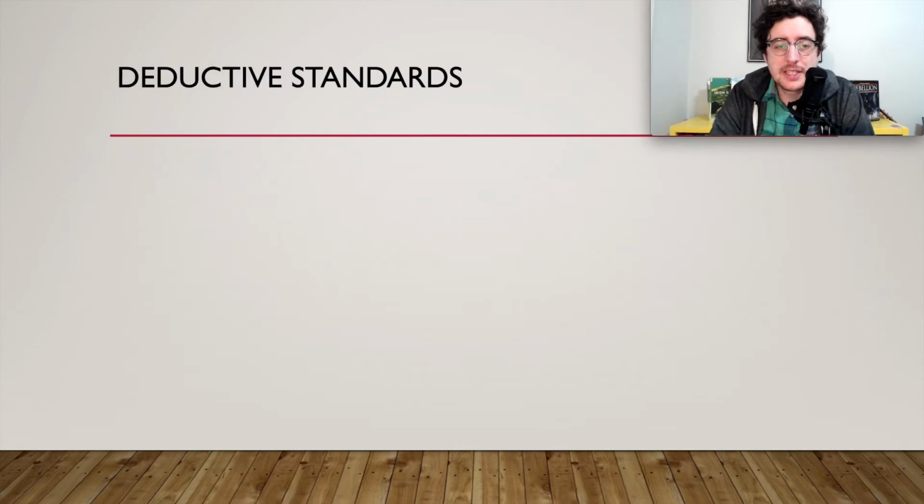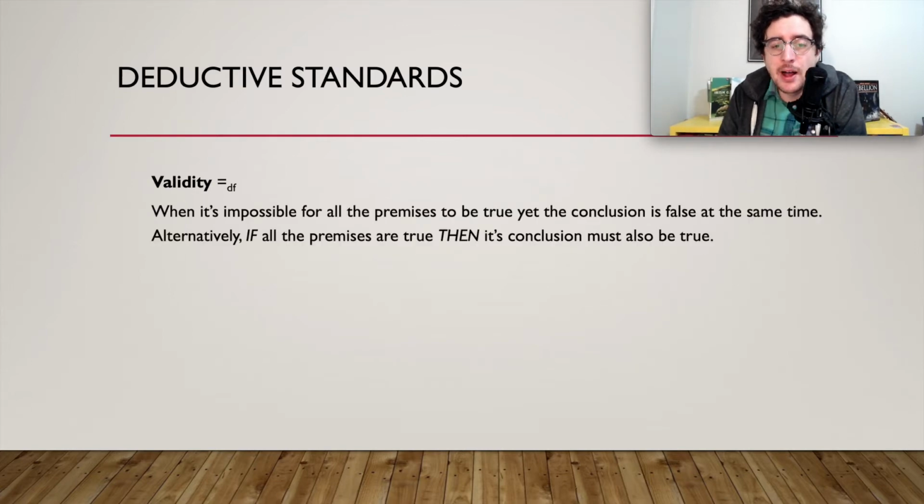One of the central concepts of deductive standards is the notion of validity. This is when it's impossible for all the premises of an argument to be true while the conclusion is false at the same time. Another way of saying the same thing is a valid argument is one where if all its premises were true, then its conclusion must also be true as well. That's the kind of connection between the premises and conclusion we're looking for.